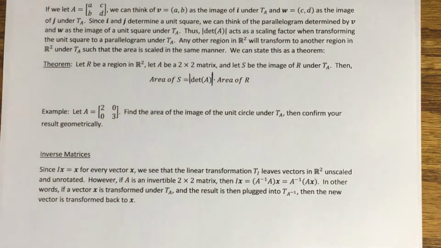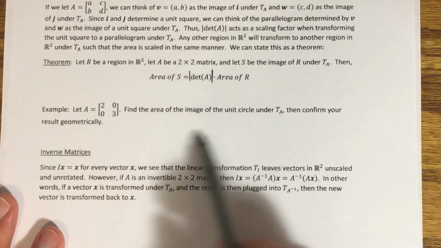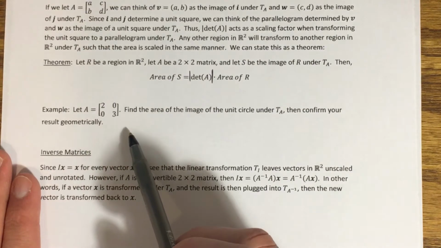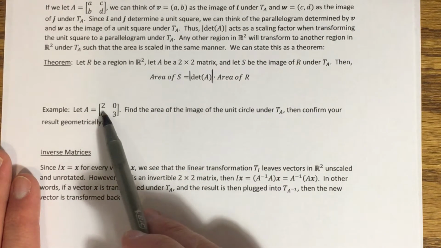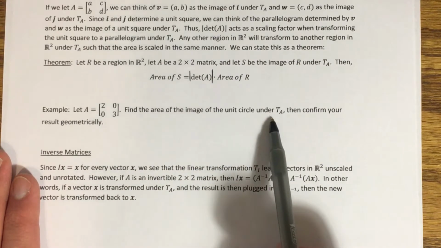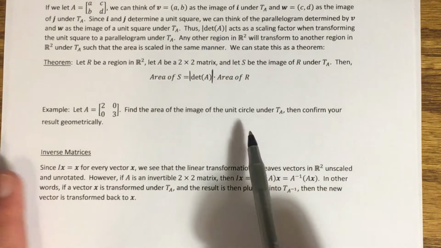Okay, let's look at an example to confirm this. When I typed this up, I forgot to leave myself enough space here, so I'll probably have to jump onto another page for a second. Let's let this matrix A be 2, 0, 0, 3. I want to find the area of the image of the unit circle under T of A, and then I want to confirm my result geometrically.